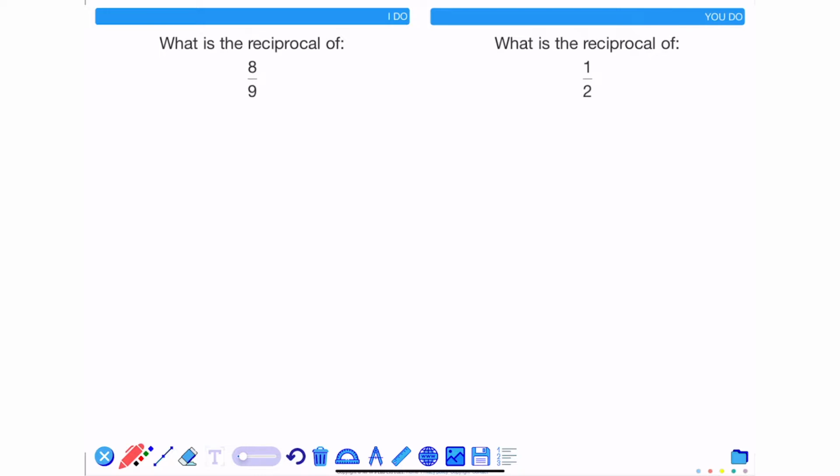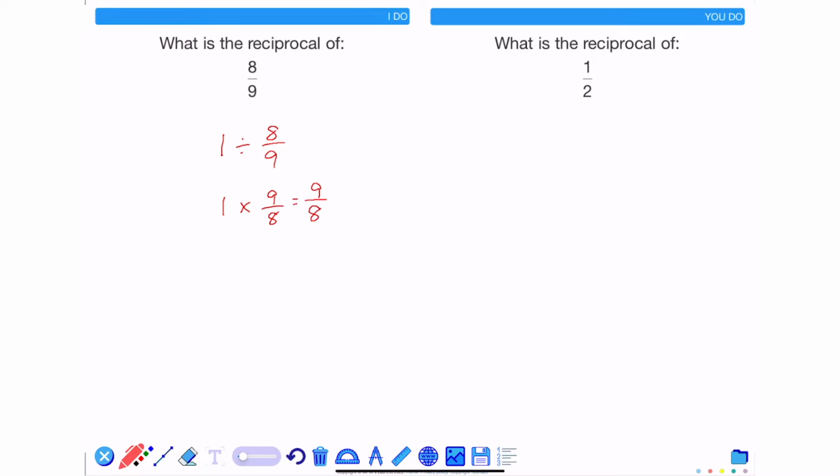In this video, we're going to be learning about reciprocals. A reciprocal is created by dividing the number 1 by the number. In this example, 1 divided by a fraction is the same as 1 times by 9 over 8. This is equal to 9 over 8.